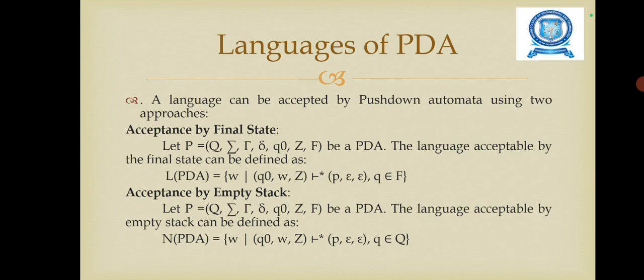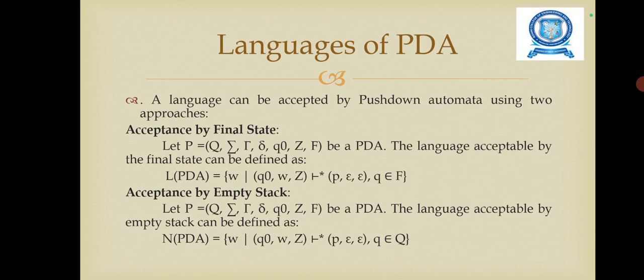It can be defined by L(PDA) = {w | (q0, w, Z) ⊢* (q, ε, ε)}. Here q0 represents the start state, w represents the input string, and Z is already available in your stack. Epsilon means once you finish everything, your stack is empty.